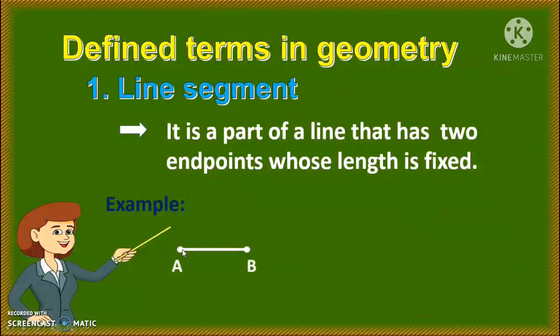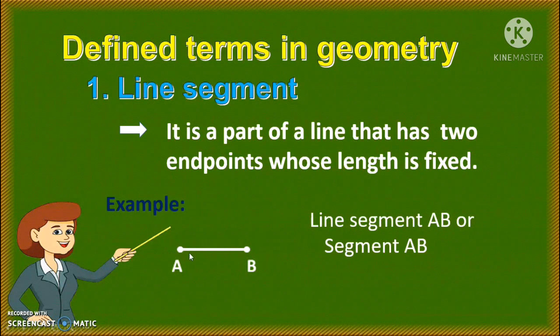Dito ay point. Point yung end point. So, hindi siya na-extend. So, pwede natin siyang pangalanan using the 2 points. So, line segment AB or segment AB, diretso. Or, etong symbol ng line segment, AB. Sa taas ng AB, meron siyang linya. Ito yung symbol ng line segment.